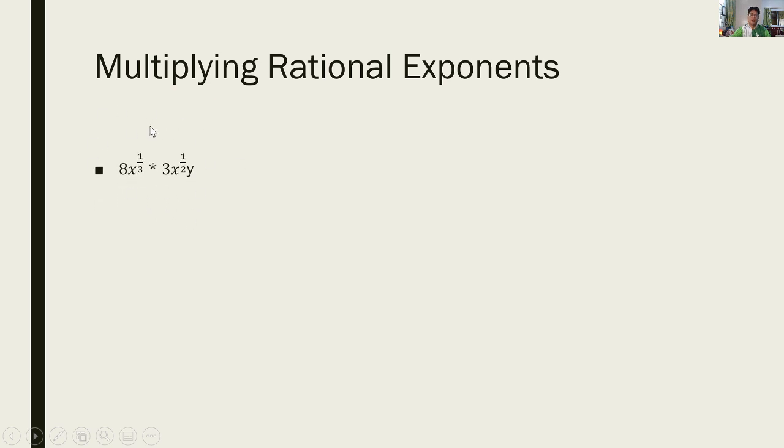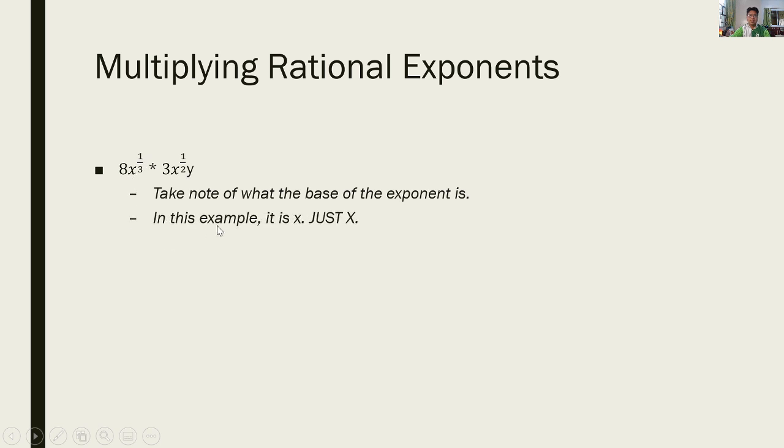This will be our given. Now, I would want to pay attention to the given itself dahil we have to take note of what the base of the exponent is. Ang exponent natin yung 1/2. Ang base natin is x. Just x. Ngayon, pwede magtanong, sir, ba't ang dami yung given?